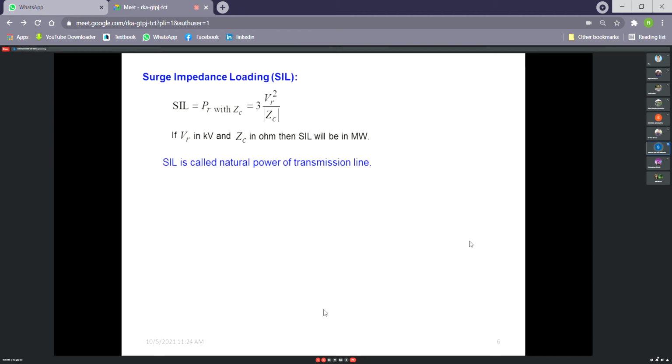And what is surge impedance loading? Surge impedance loading is if we load a transmission line at the receiving end equal to the characteristic impedance of the line, then that is surge impedance loading. So it will be 3 into VR square by ZC. Here VR is in kV and in per phase quantity. Okay. And if it is in line to line quantity, then it will be simply VR(LL) square by ZC.